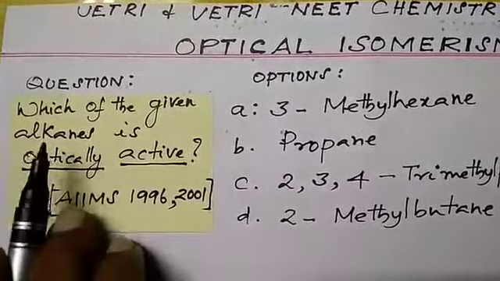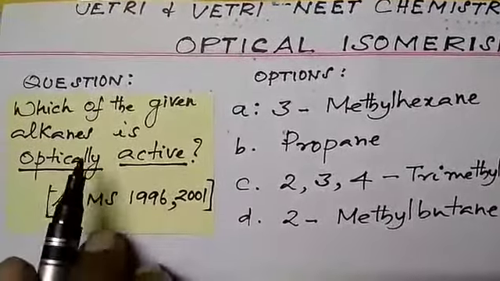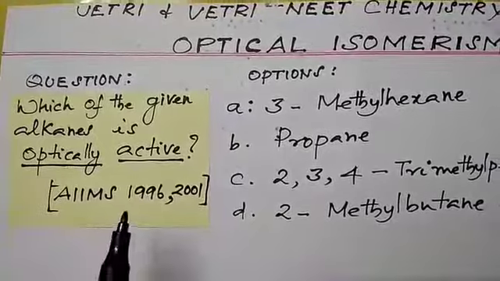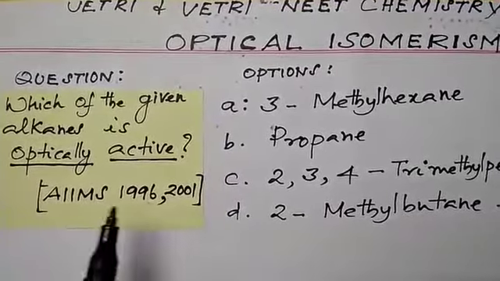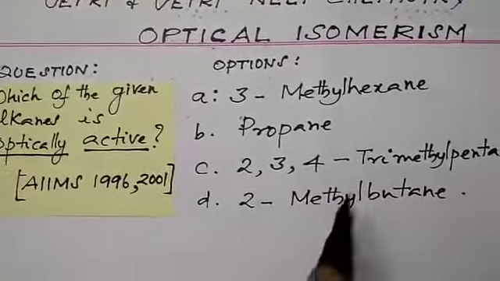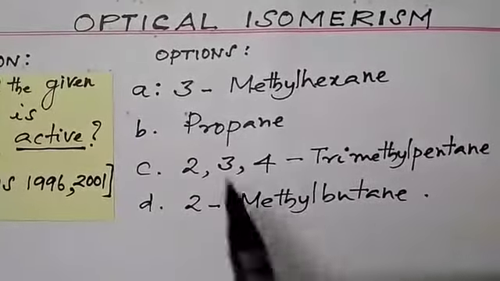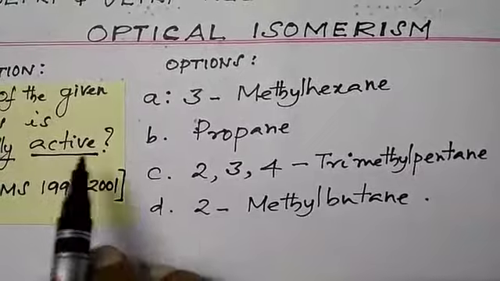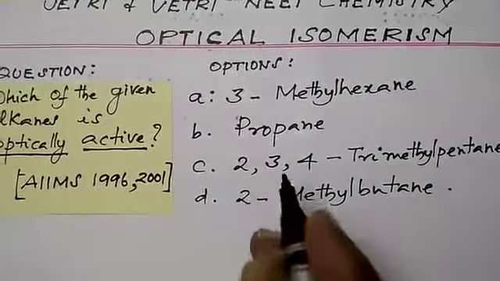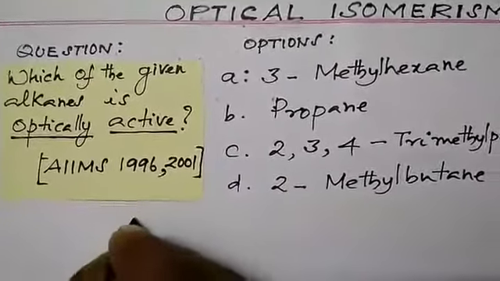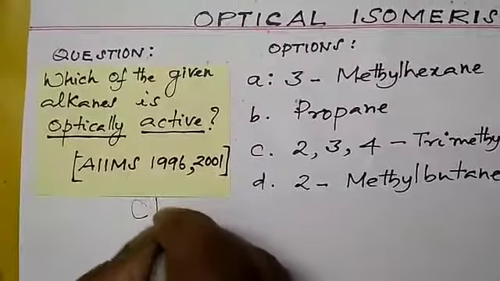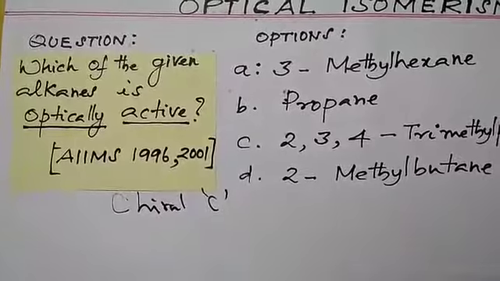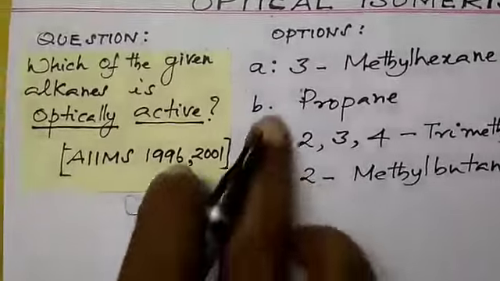Now the question is, which of the given alkanes is optically active? You can see, children, it is AIIMS 1996 and 2001. So let us see what is given. You are provided with 4 different alkanes. Optically active means we have to find out which one has the chiral carbon. Let us draw the diagram for each one.